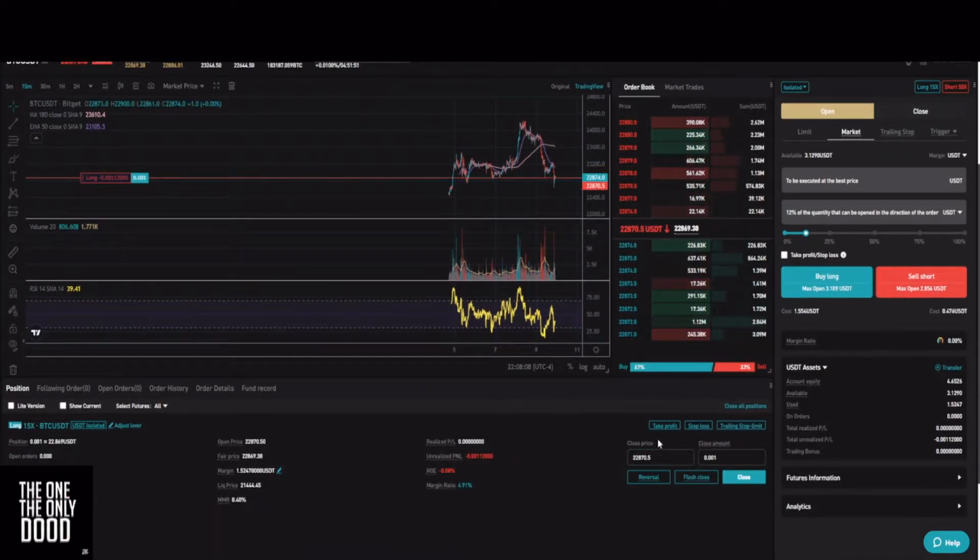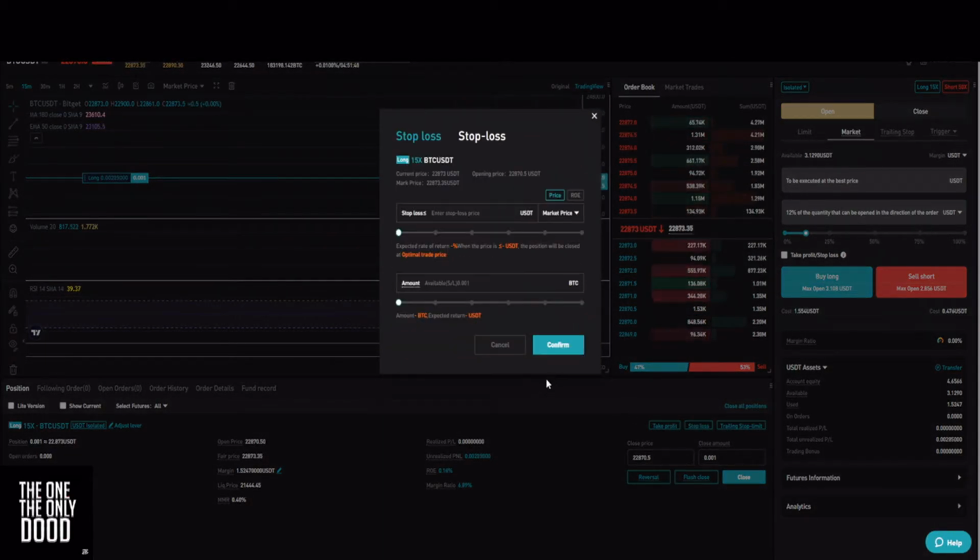But what we would want to do to avoid that is we would go down here. So let's say you forgot to put a stop loss or take profit, or you just didn't want to yet, you want to get filled and do it. You would just go right here, you click stop loss. You click I understand, then you'll put your stop loss. Let's say my stop loss is 22,500, right? It'll tell me right here, I'm going to lose 25%.